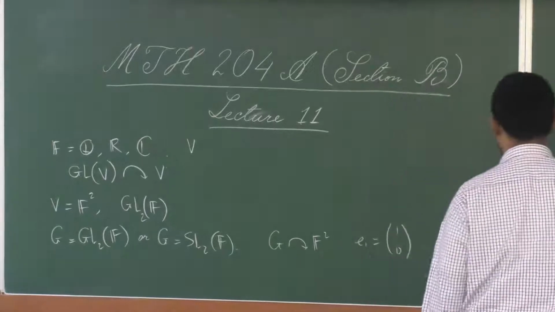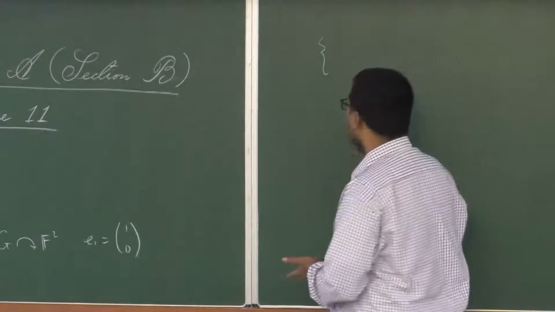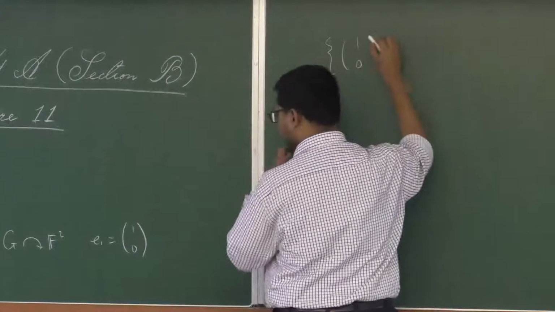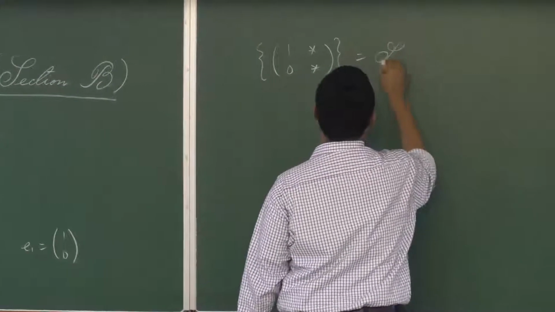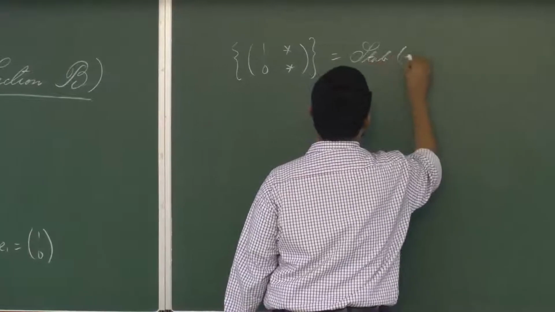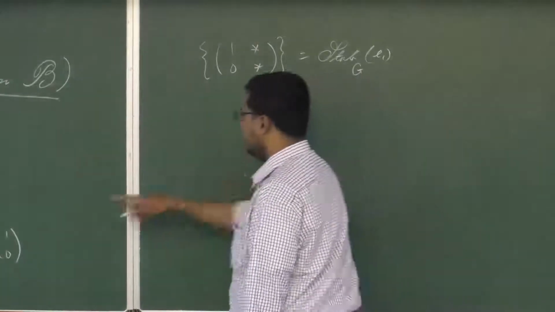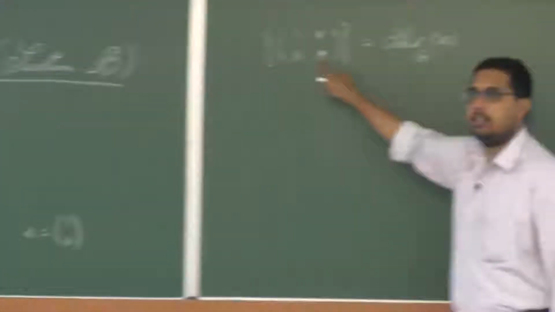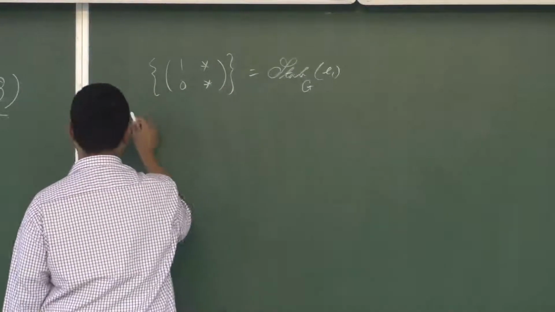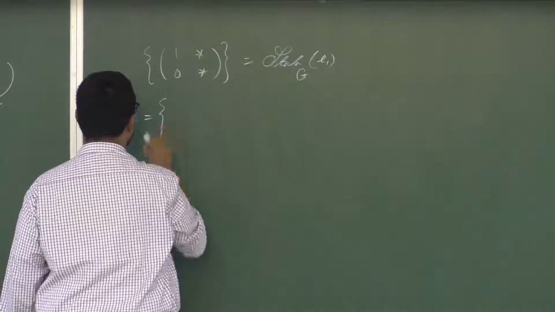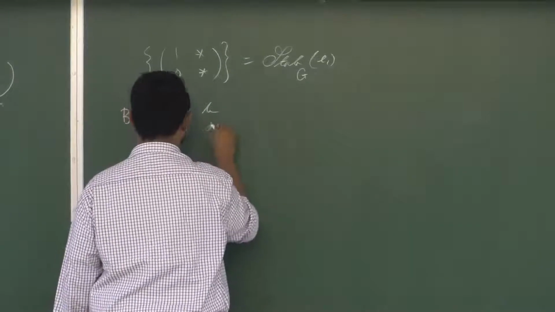It's easy to see that the stabilizer is precisely the following subgroup of G that consists of all matrices of this form. This is the stabilizer of the vector e_1 in G. When G is SL_2, then even in this position we must have 1. Okay, so let me define B to be this subgroup of upper triangular invertible matrices.